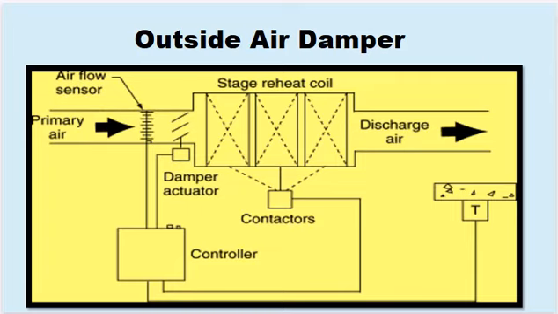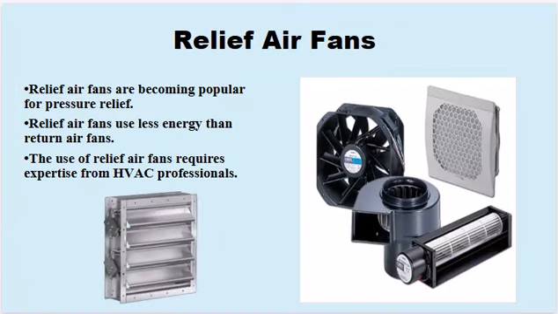Furthermore, proper ventilation is critical because too little outdoor air can lead to stale air, while too much fresh air can result in unnecessary heating or cooling demands. Moreover, by controlling the flow of fresh air, outside air dampers improve energy efficiency by preventing the HVAC system from working harder than necessary.